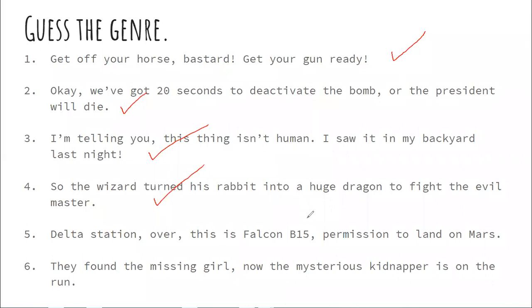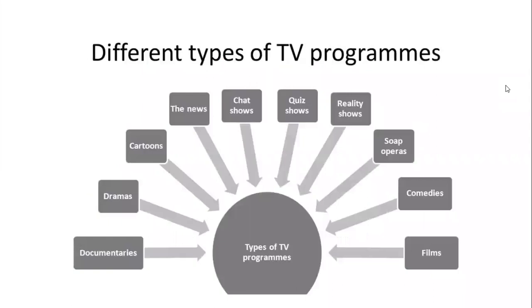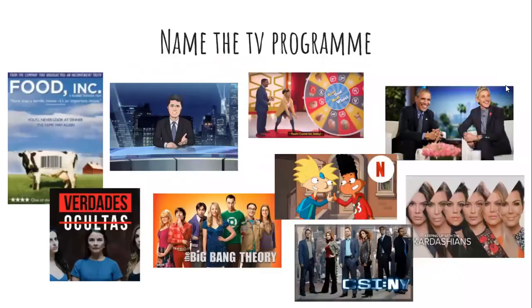Delta Station, over. This is Falcon V-15. Permission to land on Mars. Sci-fi, yes. They found the missing girl. Now the mysterious killer, that's our kidnapper, is on the run. Mystery? Crime? Mystery, crime. Or thriller, incluso puede ser, porque tiene como cosas medio de desgracia. Tenemos kidnapper. What is a kidnapper? Secuestrador. Yeah, alguien que no le gustaría encontrarse nunca. Okay. TV programs.